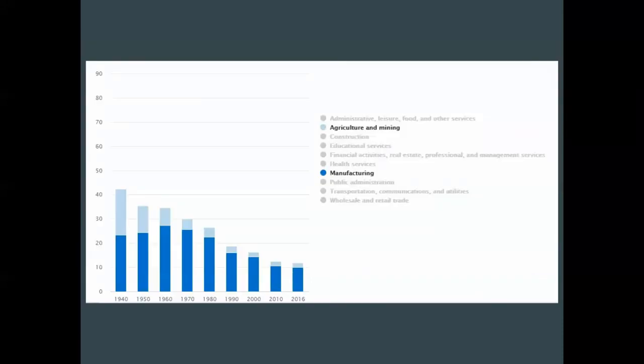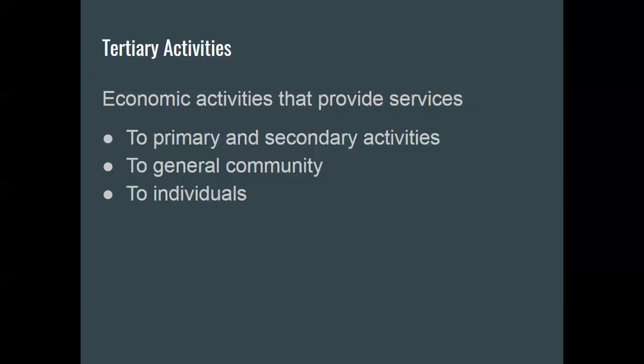Now, what has happened, and I do want to focus on the United States here, in terms of shares of the total GDP of the US economy, over time, both the manufacturing sector, although it still is significant, and agriculture and mining, so the primary and secondary sectors of the economy, have shrunk in their importance. And again, that means that other aspects of the economy have had to take their place. And so that's where we get to tertiary activities in the next video.